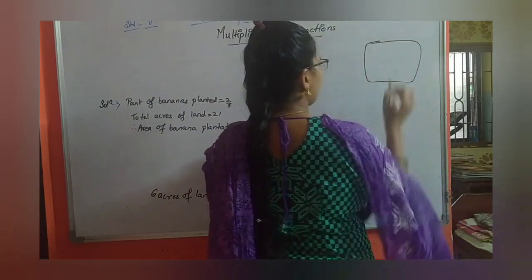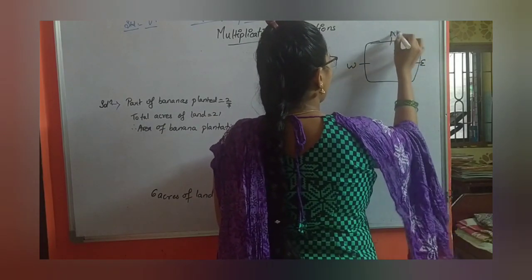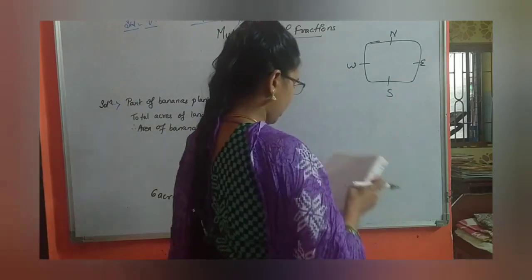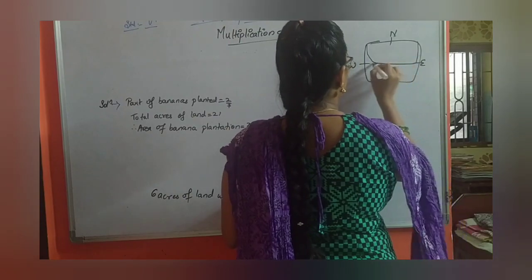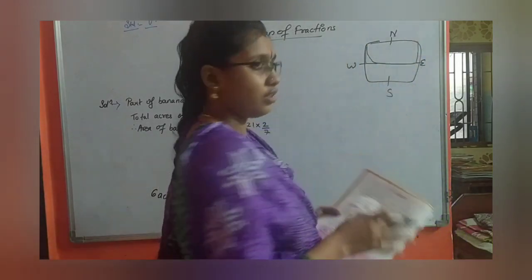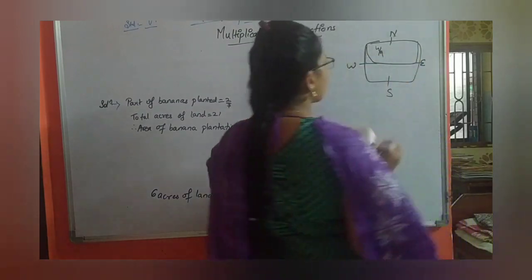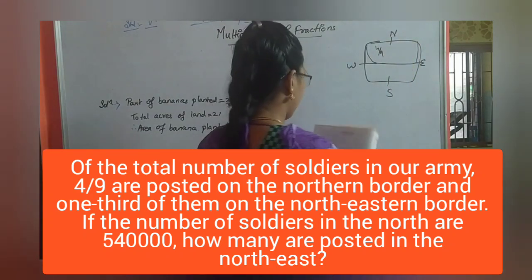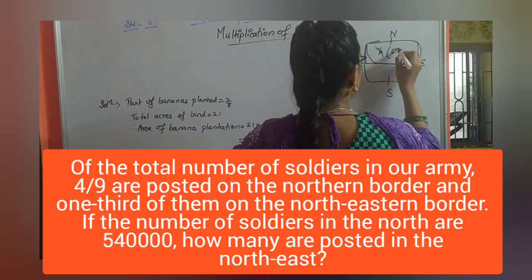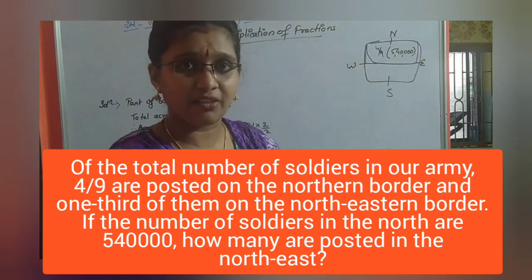Now suppose this is the region: east, west, north, south. In this there are soldiers appointed in the northern part, in the entire northern part. The fraction of the northern region is 4/9, and in number it is 5,40,000.